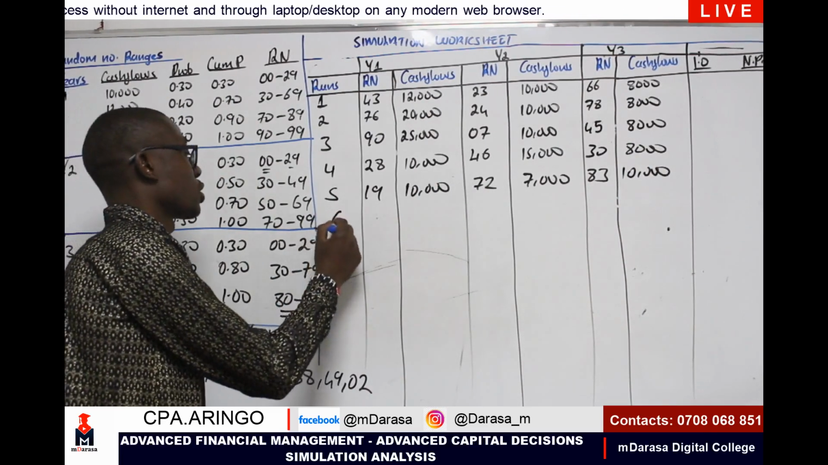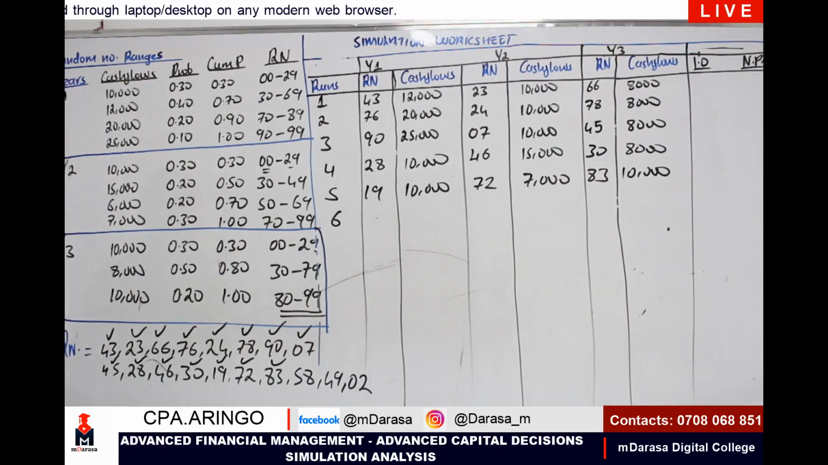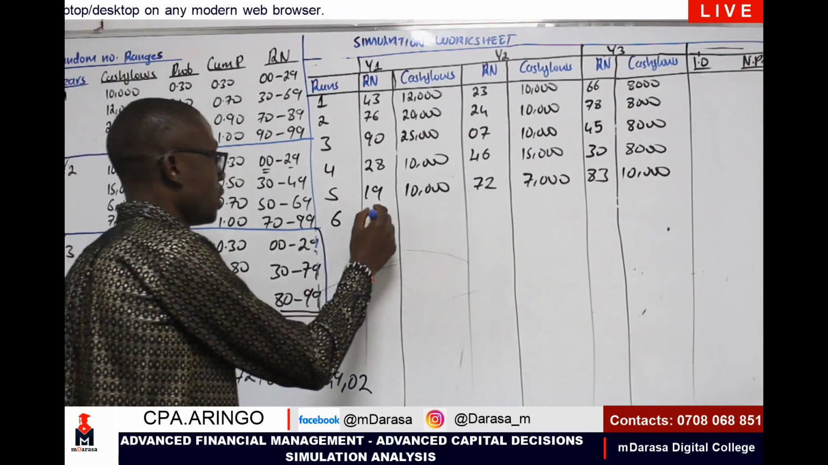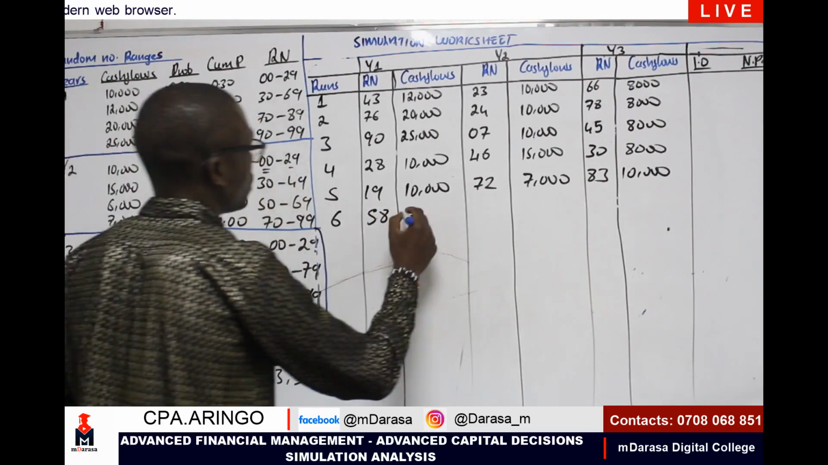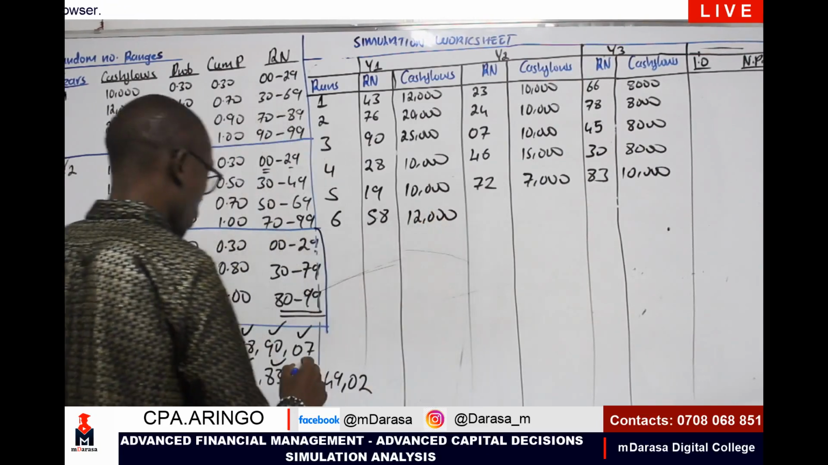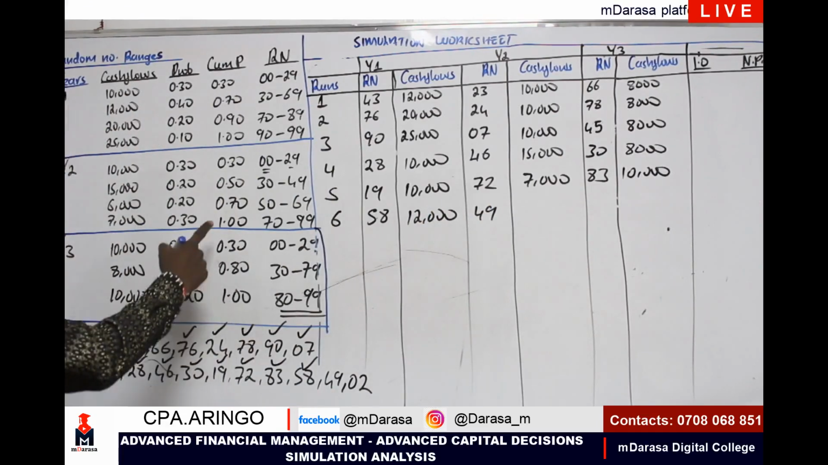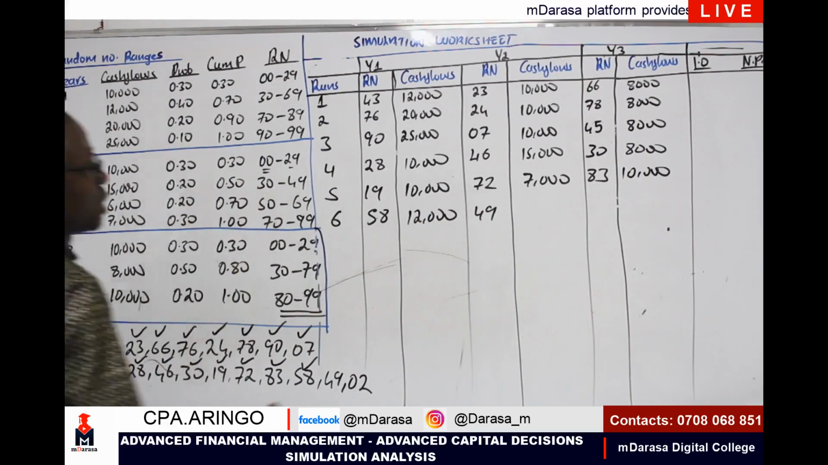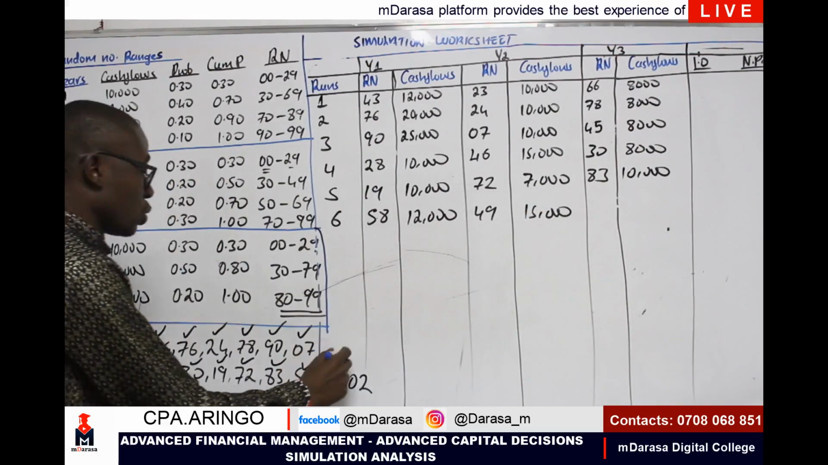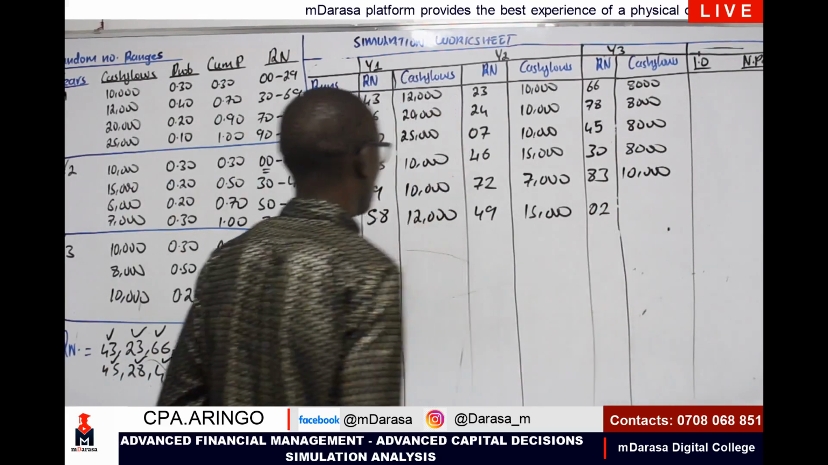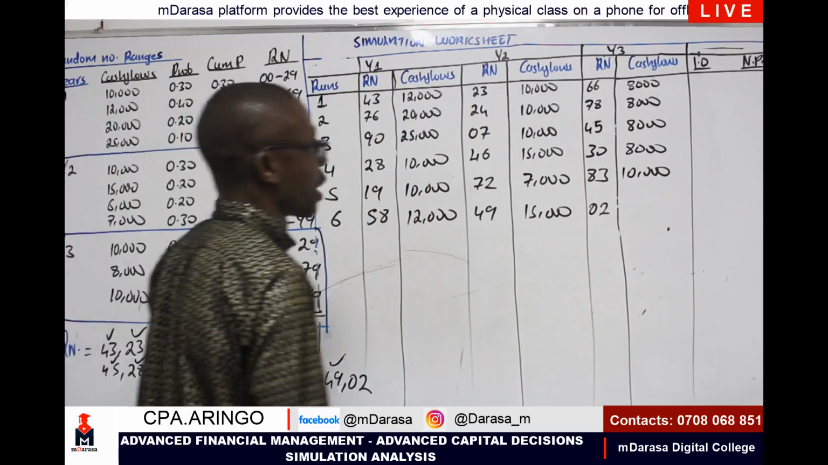Then we have the next run here, which is run number 6. Run number 6, my good students, again the same procedure applies. What will we be having here? I should be talking of 58. Where is 58 falling? 58 is falling in between 30 and 69, which is literally 12,000. The next run is 49. Where is 49 falling? 49 is falling in year 2, in between 30 to 49, which is 15,000. What about the last bit, 02? 02 in year 3 is falling on the first one, which is 00 to 29. Our cash flow is 10,000.